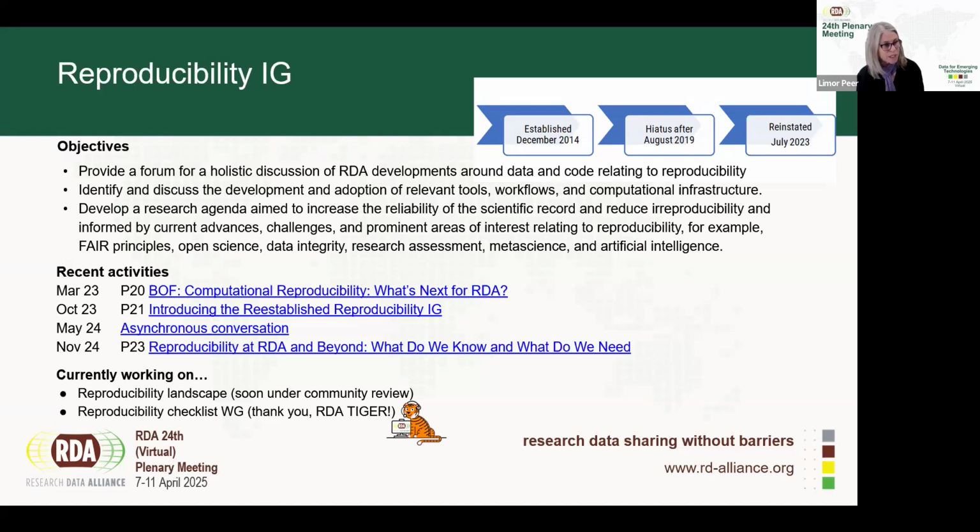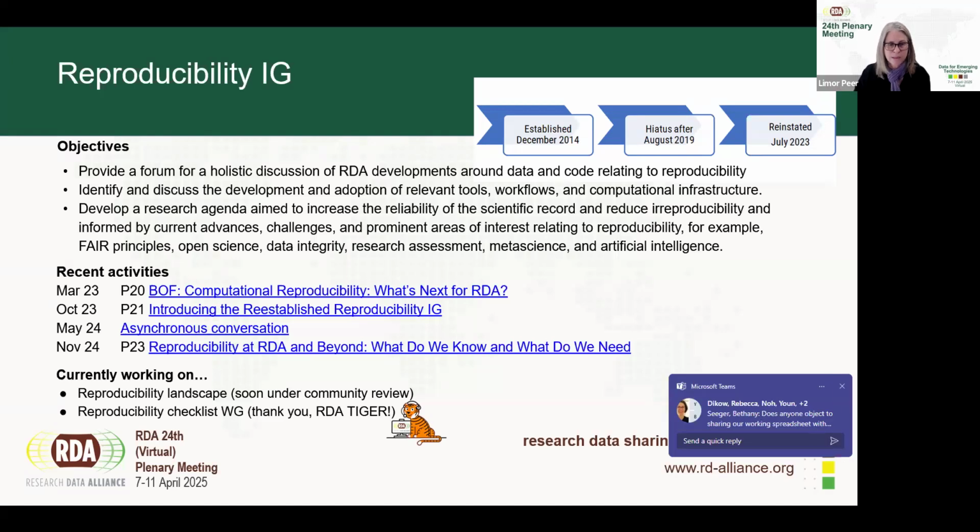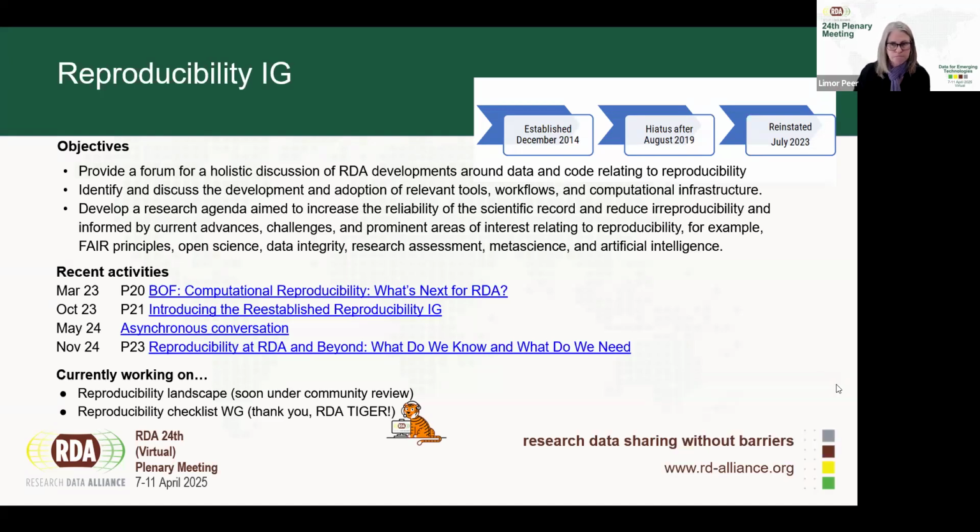We met for a Birds of Feather session back in March of 23: What's next for RDA on computational reproducibility? We had long conversations on what computational reproducibility is and what it should be. We're going along with the common definition now of reproducibility, which I think everyone is aware of, which is basically using the same data and the same code to get the same results. Obviously, there are differences a little bit across different disciplines, but that is the general gist of what we mean by reproducibility. At that BoF, there was a lot of interest in reinstating the group, and that's what we did right after.